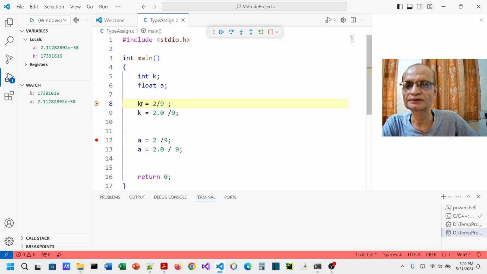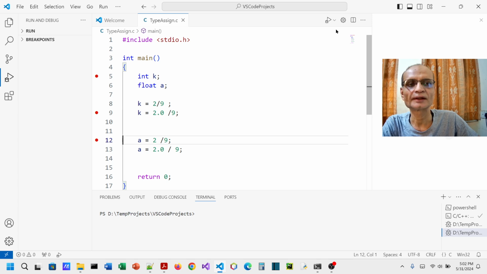Now you will see this k is equal to 2 by 9. So let me just step out of this. So you will see k is 0. That is the important thing. This is k is equal to 0. Okay, and I should have stopped it here, but I didn't do. So let me just disconnect it and let me restart it.